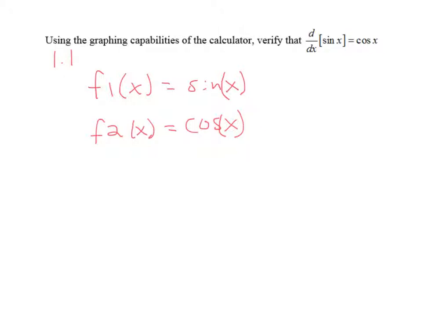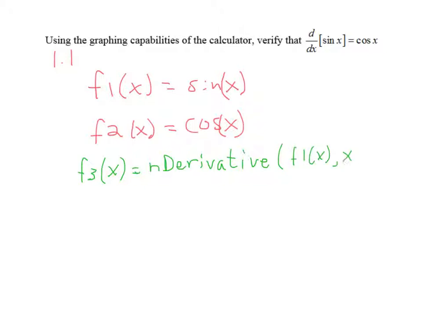Now the way we're going to check to see if cosine actually is the derivative of sine of x is hit the tab button again, and it should go straight to f3 of x, which I believe is in green on this file. You'll see that I've already entered in a command called inderivative. This stands for numerical derivative, and it should say inderivative of f1 of x, comma x. That basically means we're taking the derivative of the function f1 of x with respect to x. That's why we have to have the comma x there.